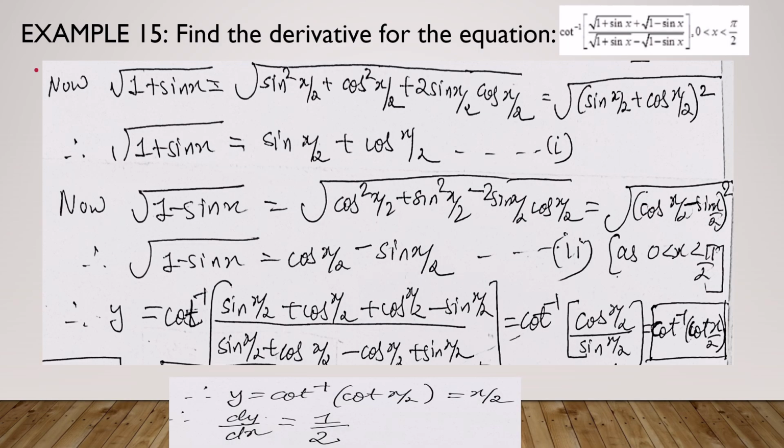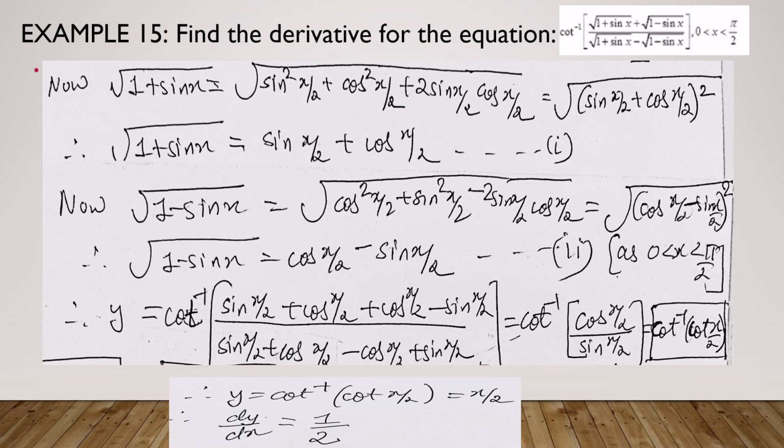Now see in this example, since you are given root of 1 plus sin x and root of 1 minus sin x, you need to simplify this using the rules of trigonometry, correct? Because you have y equal to cot inverse of something, so whatever is in the bracket you need to simplify. Now you know that sin 2x is 2 sin x cos x. So you apply that, 1 can be written as sin square plus cos square. So you convert the angle x to angle x by 2.